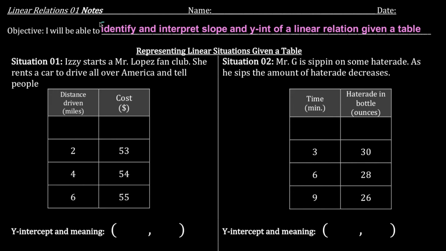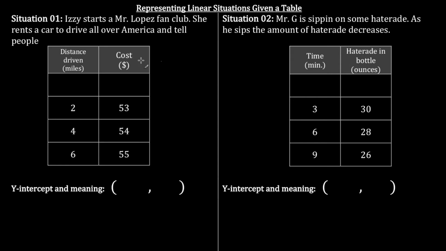Alright, so in this lesson, I'm going to identify and interpret slope and y-intercept of a linear relation given a table. So I'm going to give you a situation, and we are going to talk about the slope, the y-intercept, and we're going to write it as an equation.